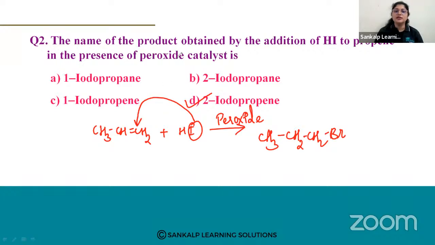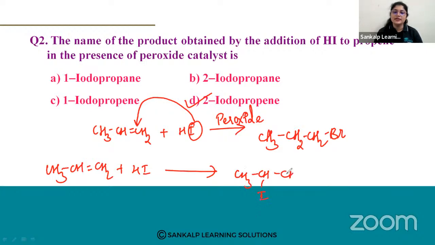So if the question was, name the product obtained by addition of HI to propene, then what would be the answer? Without catalyst, CH2=CH-CH3 plus HI, the answer would be CH3-CHI-CH3. So that is 2-iodopropane.